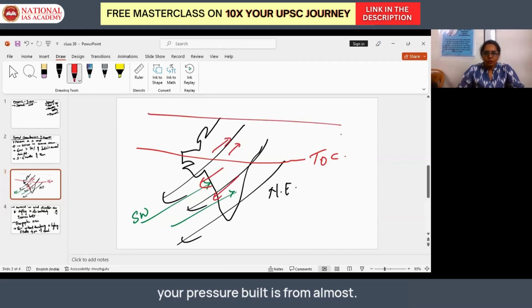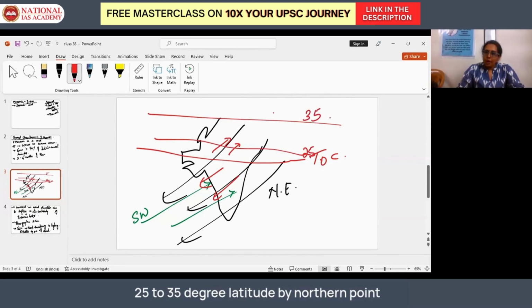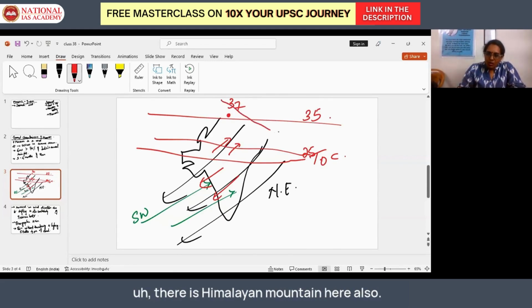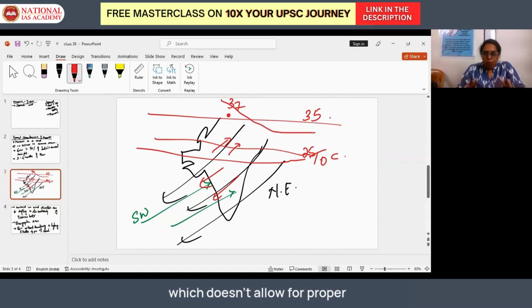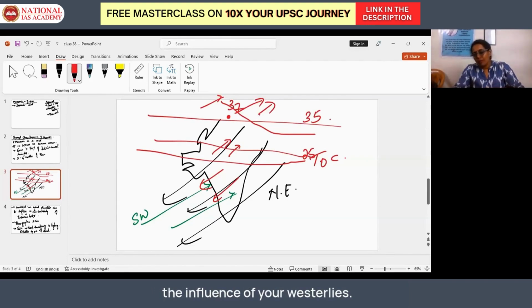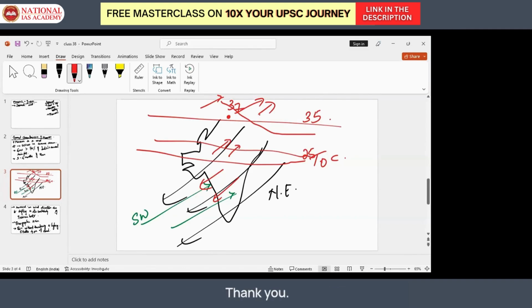Because your pressure belt is from almost 25 to 35 degree latitude. By northern point of India, it is 37 degree latitude. So you're lying under the pressure belt. So in the pressure belt, you have high pressure conditions. So you don't actually have westerlies. And there is Himalayan mountain here also, which doesn't allow for proper pressure belt formation. So above this Himalayas, you have westerlies. So India mostly doesn't come under the influence of your westerlies. That is why we say that it has trade winds and not westerlies. Okay, ma'am. Thank you, ma'am.